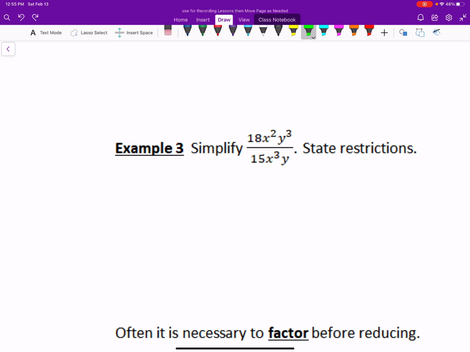So I'm going to see what I can reduce amongst the different parts. So just thinking about the 18 and the 15, well, I can think, what goes into both 18 and 15? 3 does. 3 goes into 15 5 times and 18 6 times. What about the x's? I can reduce them. Well, again, just like when I'm looking for a greatest common factor, whatever my lowest exponent is going to give me what I can reduce by. So x squared is what I'm looking for. X squared can go into itself one time, and it can go into x cubed, leaving just x behind.